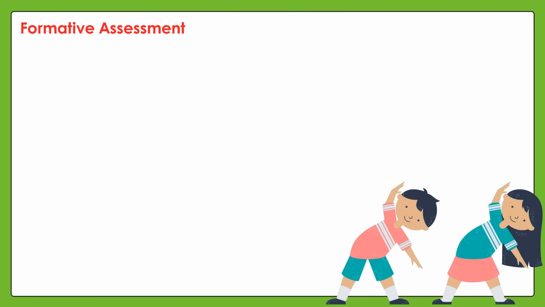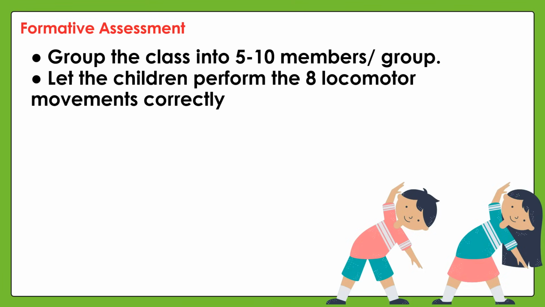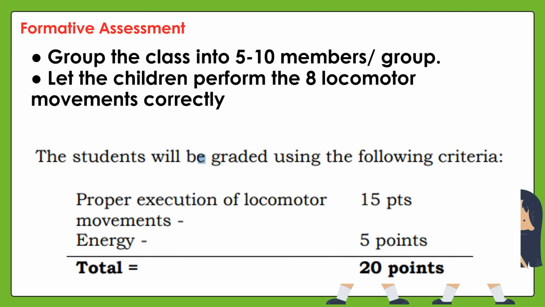For our formative assessment, group the class into 5 to 10 members per group. Let the children perform the 8 locomotor movements correctly. The students will be graded using the following criteria. First is proper execution of locomotor movements, 15 points. Energy, 5 points, with a total of 20 points.